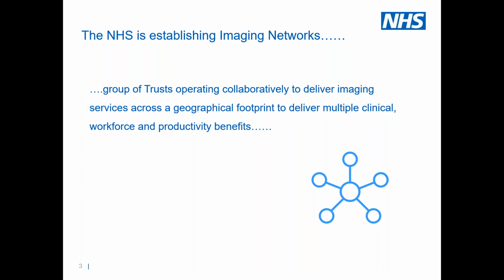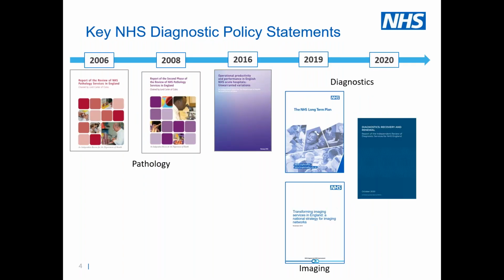Some of them are quite small. So I think the smallest one we have has 2 trusts in it, and the largest one has 14. So there is a degree of variability in here, but the fundamental thing is geography.